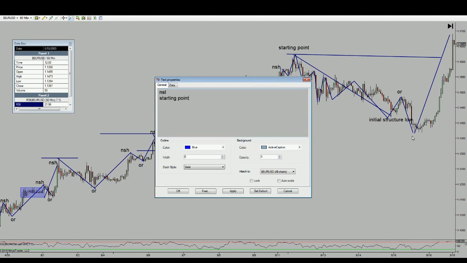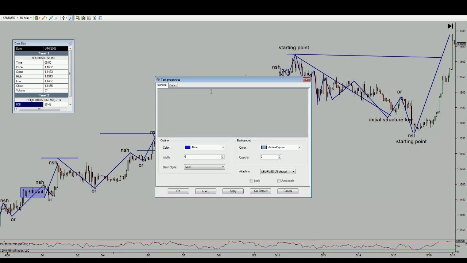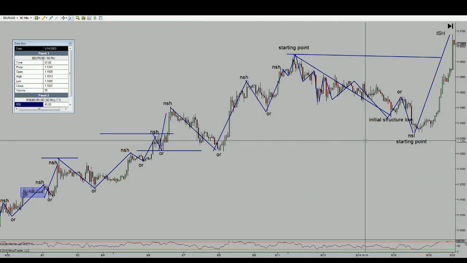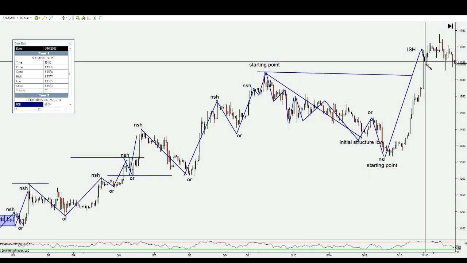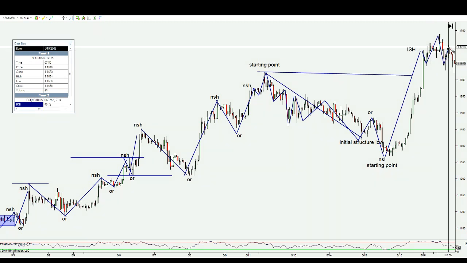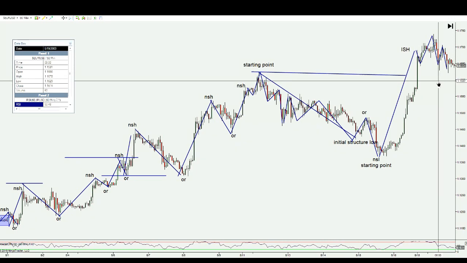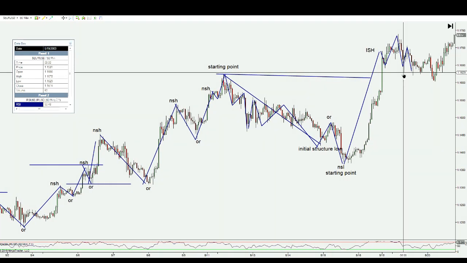So let's get caught up on our little chart here. This here is going to be our outside return. This is going to be our new structure low, and then it becomes our starting point. Price rallies up, giving us an initial structure high. We're getting a small pullback.